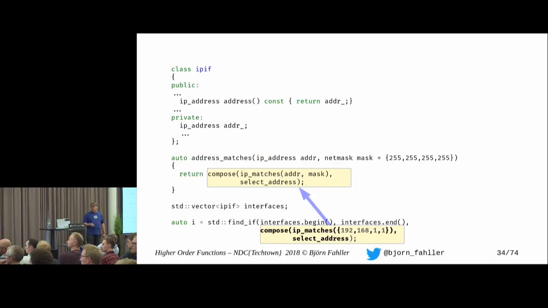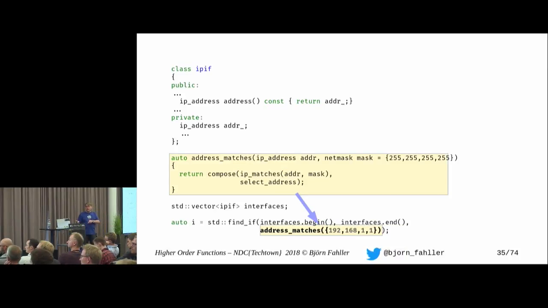And of course, why not take this composition and make it usable in other places? So lift it out, write a function address matches that takes an IP address and a net mask and returns this composition using, again, the auto return type to do this. And then I can just use this new address matches function in my find if. I think this is neat, don't you?